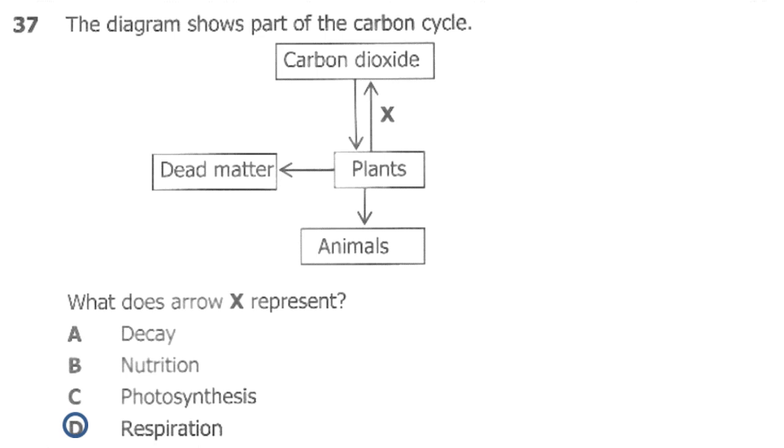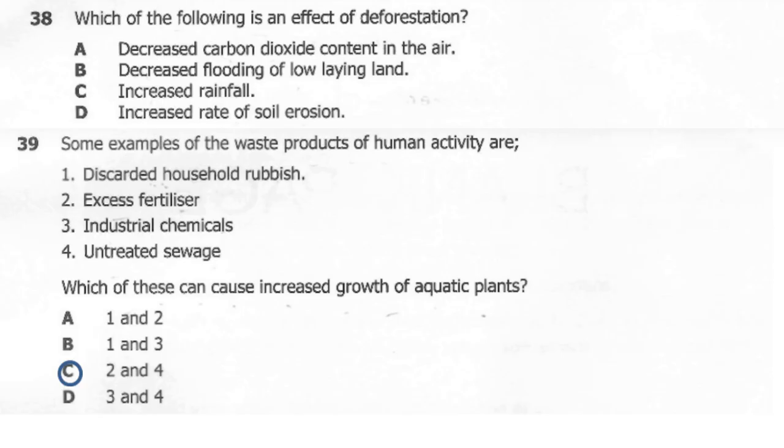38. Which of the following is an effect of deforestation? A, decreased carbon dioxide content in the atmosphere. No, because when there's deforestation, there's an increase in carbon dioxide in the atmosphere. B, decreased flooding of low-lying land. No, when we cut down trees, we experience floods in such areas where there are no trees.